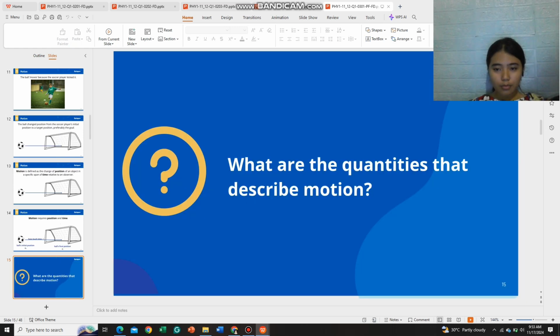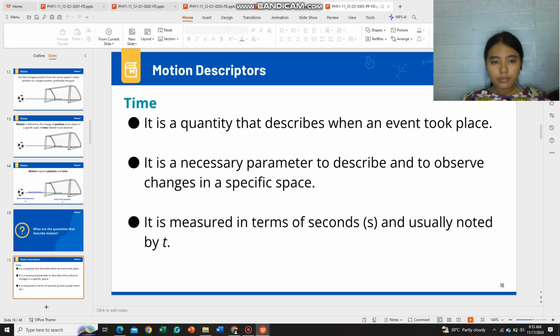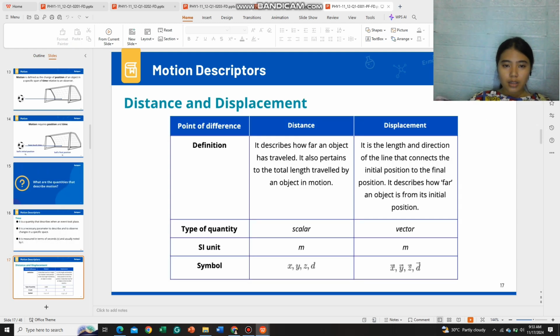Okay. First is its initial position, x sub 0, and the final position, x sub f. So, time. It is a quantity that describes when an event took place. It is a necessary parameter to describe and to observe changes in a specific space. It is measured in terms of seconds and usually noted by time.